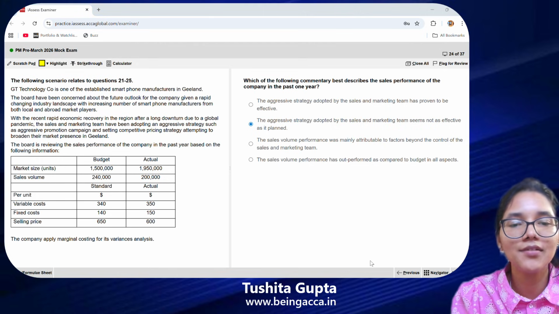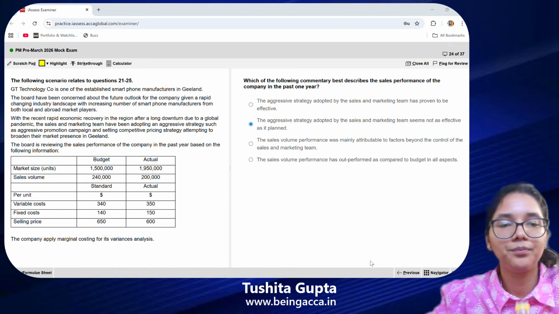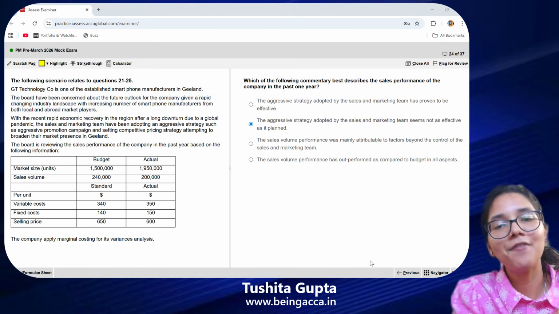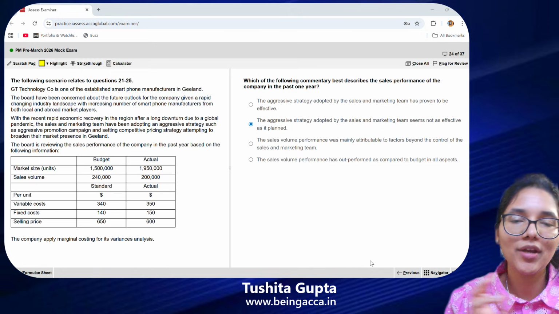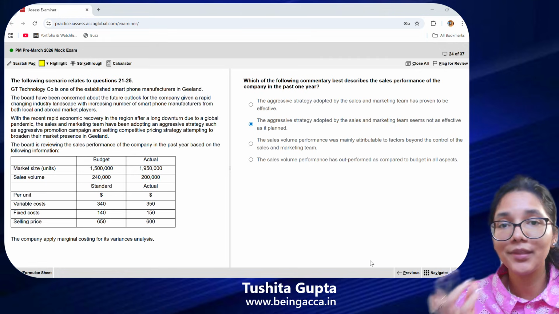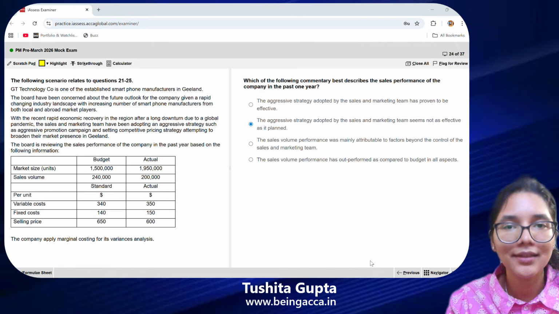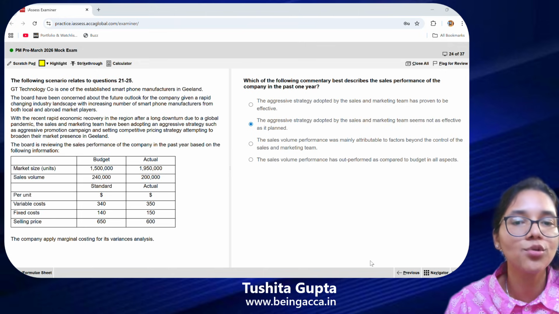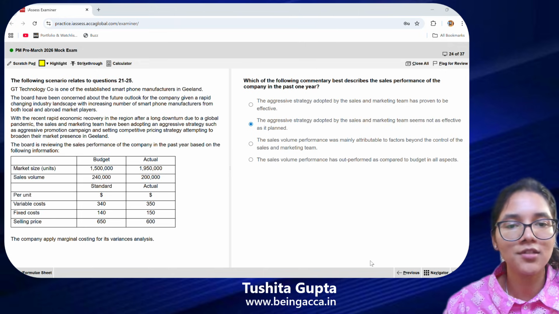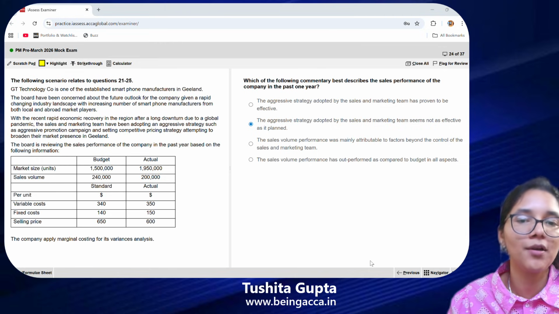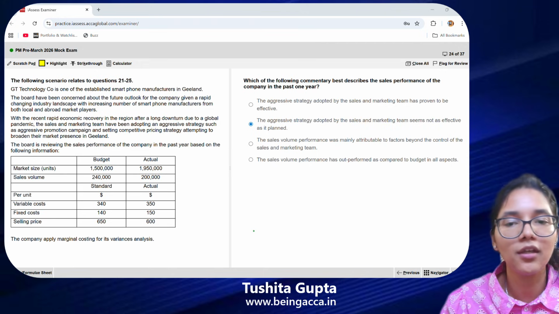Can I say that? No. Why? Because when I found out about my volume performance, when I do the split, I found out that the planning variance was favorable, but the operational variance was adverse. That means the people who had control, the operation people who had control, they did not do the things properly. So it was not because of the factors beyond their control. Factors beyond their control was the planning variance, which came out to be favorable. So the third statement cannot be correct.